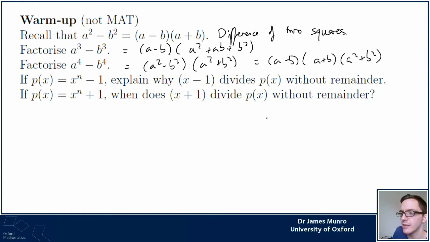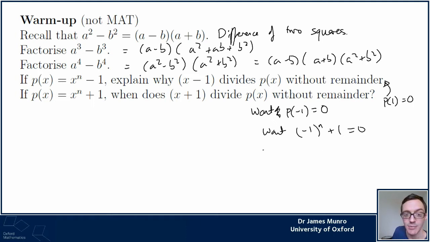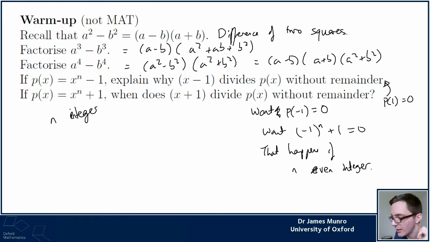For this one, I'd say p of 1, this is a reference back to the factor theorem, which we're supposed to know: if a is a root, then x minus a is a factor of the polynomial. Okay, if p of x is x^n plus 1, then we want p of minus 1 to be 0, so we want (minus 1)^n plus 1 to be 0. That happens if n is an odd integer. As several people point out in chat, I don't mean even over here. Oops. Thank you, chat.